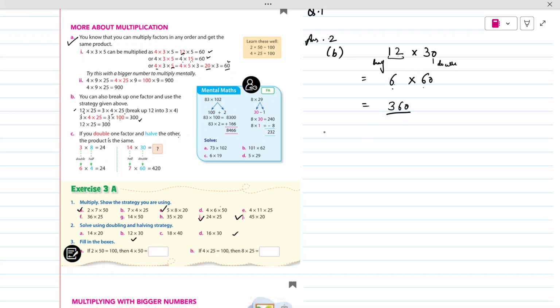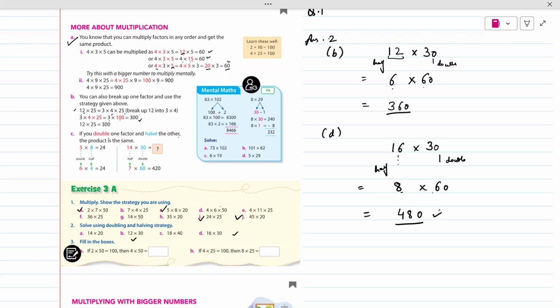Okay. Next is D part. In the D part, we have 16 into 30. So again, I'm going to do half of 16. Half of 16 is 8. And I'm going to double 30. Double of 30 is 60. Right? And now let us multiply. 8 into 6 is 48 and 0 as is. So this is the answer.